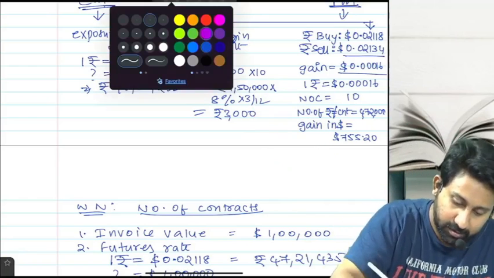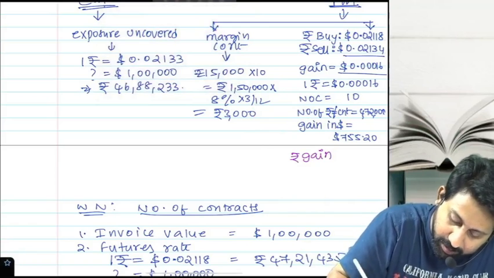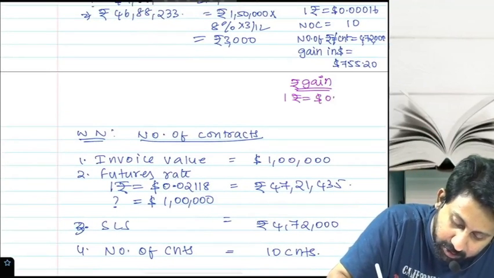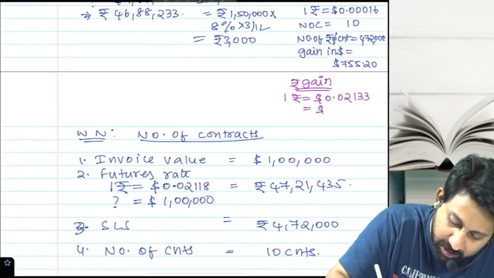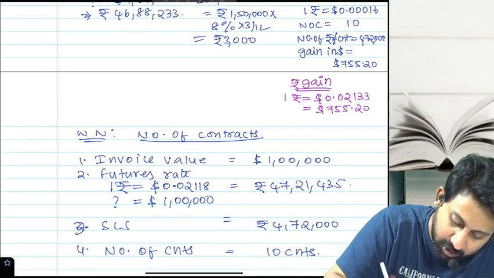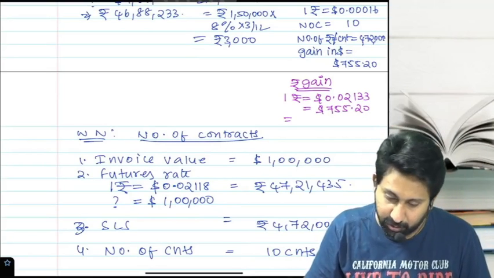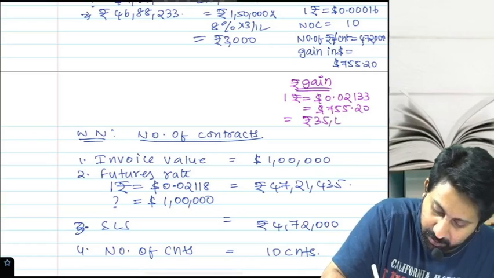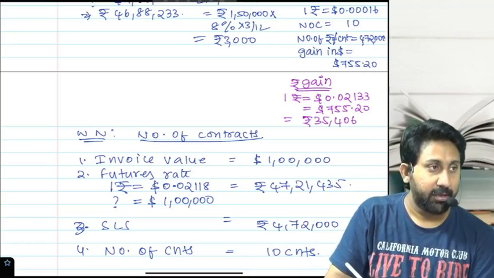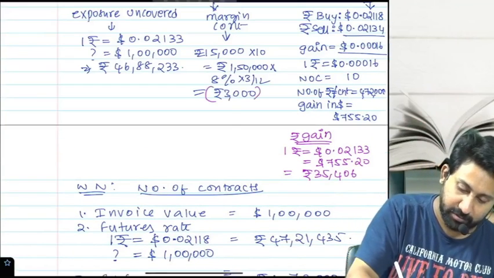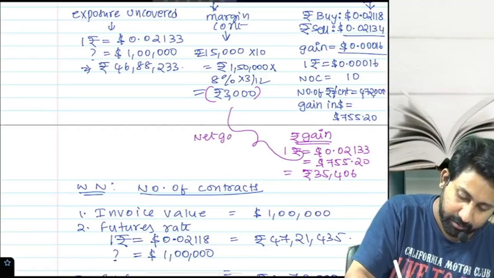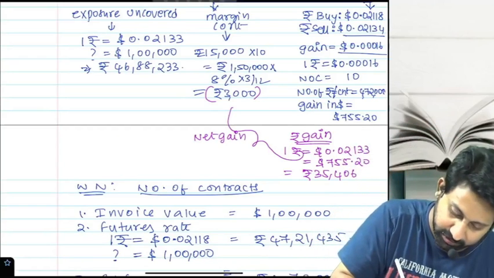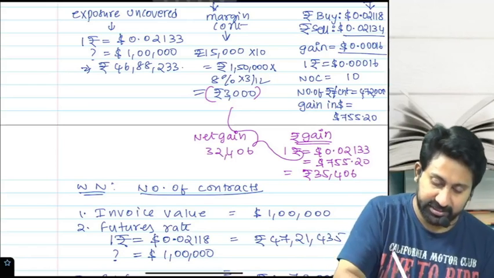So therefore, rupee gain. 1 rupee equals $0.02133. How many dollars do you have? 755.20. So how much is the gain? 755.20 divided by 0.02133 is 35,406. But in this there is a cost. So net gain is 35,406 minus 3,000. How much? 32,406 is the gain.